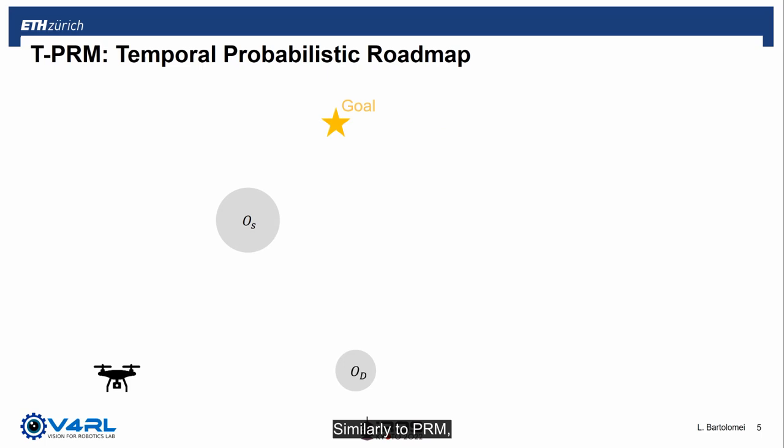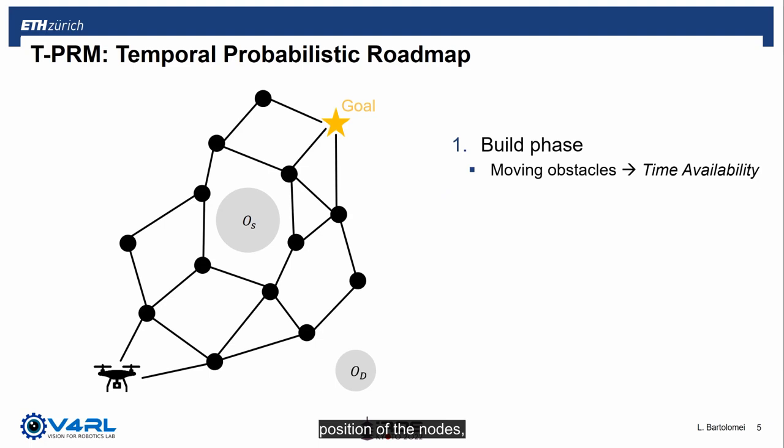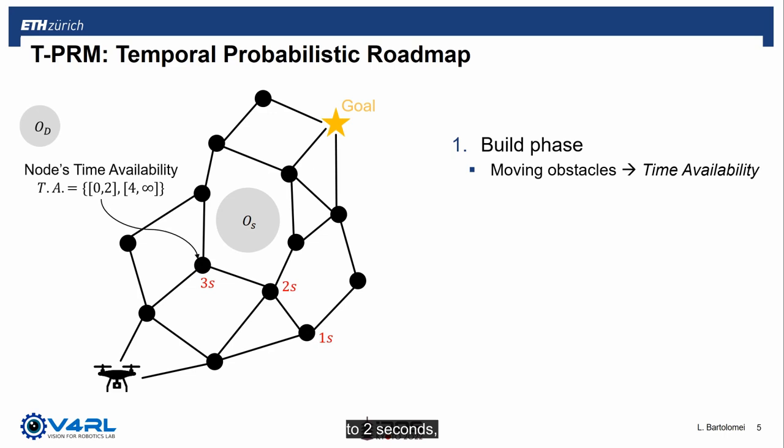Similarly to PRM, we first have a build phase. Here, we not only consider the position of the nodes, but also their time availability. Time availability is a set of time intervals when the node is not blocked by a moving obstacle. In this example, if we consider the moving sphere, we see that it blocks some of the nodes of the roadmap at different times, shown in red. If we then take the highlighted node, we see that it is available from time 0 to 2 seconds and from time 4 seconds onwards. This means that if the robot is in that position at time 3 seconds, it will be in collision course.